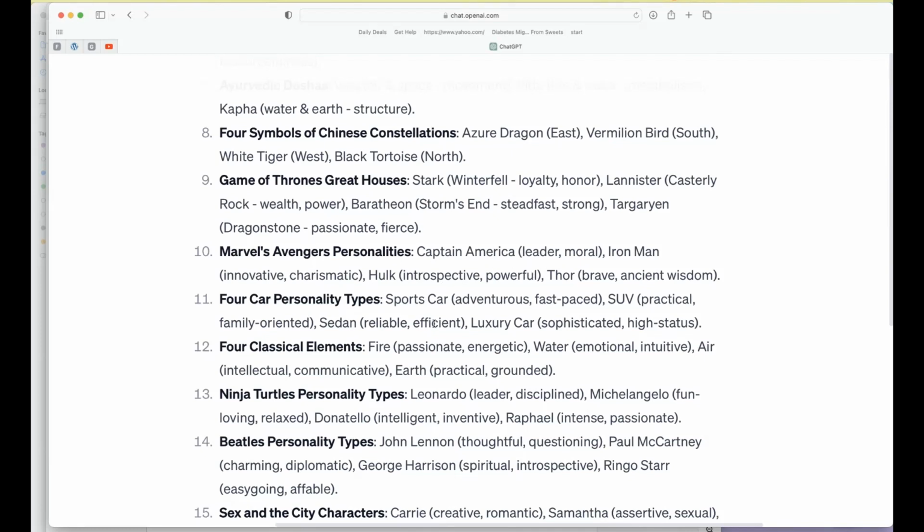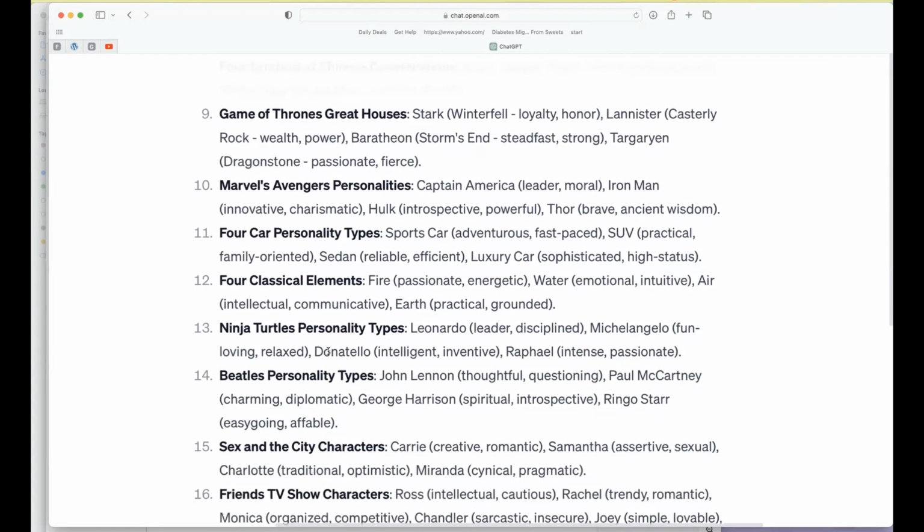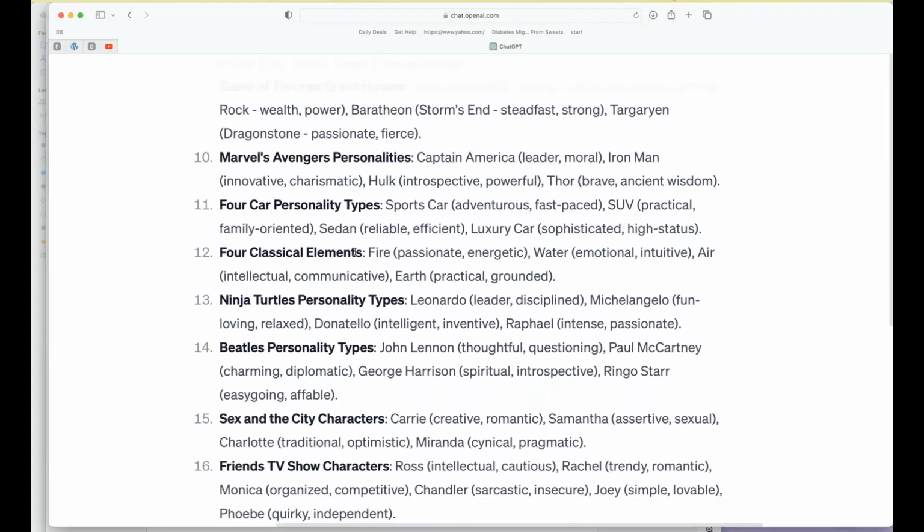Four car types. Are you a sports car, a luxury car? Where are you? Fire, water, air, and earth. There's also a five-type model similarly. And in the middle, they put spirit. So that would be ether, air, fire, water, and earth.